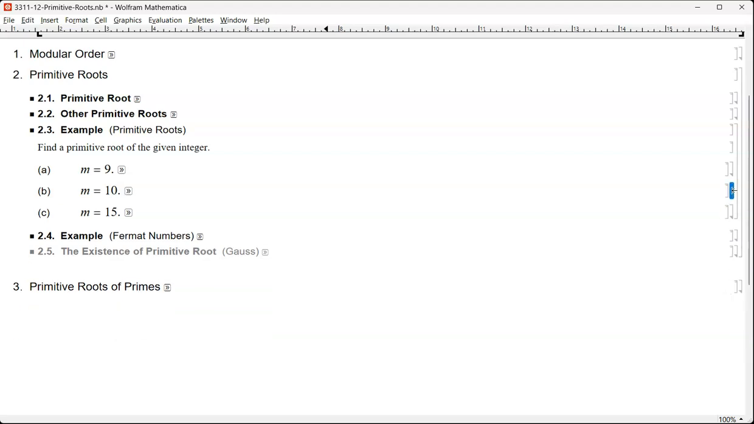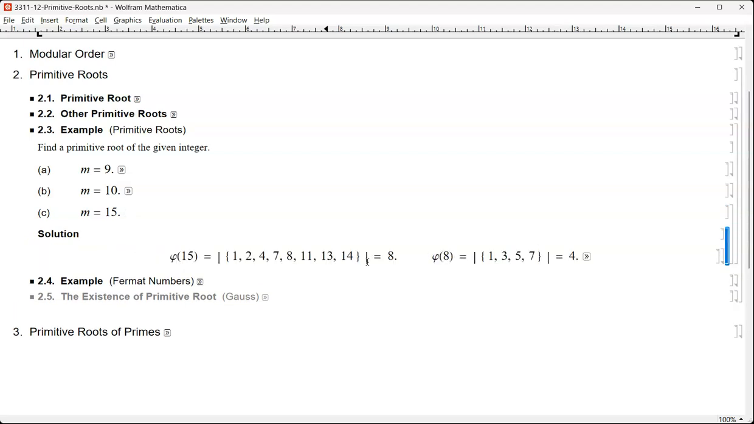How about the next example? m is 15. Well, let's count first. Phi of 15. So phi of 15 is, let's see, among all positive integers from 1 to 15, only these are relatively prime to 15. Do you agree? And then what is phi of 8? Among all positive integers, 1 through 8, among those, only these are relatively prime to 8. So we have 4. So phi of 15 is 4. So we expect 4 primitive roots if there's 1 to begin with.